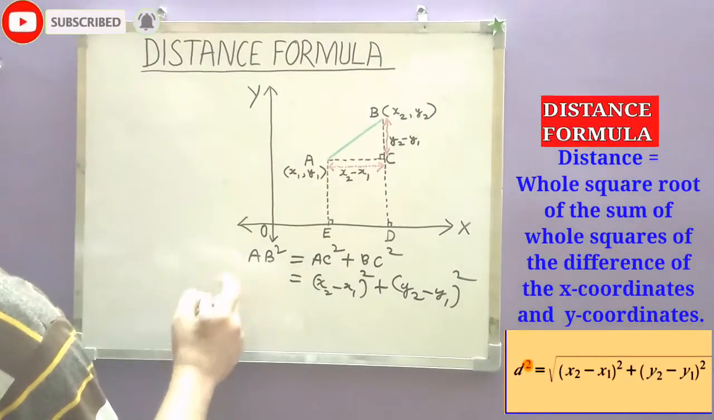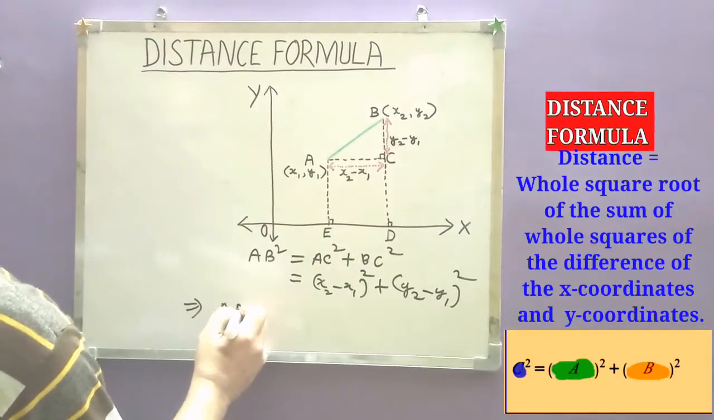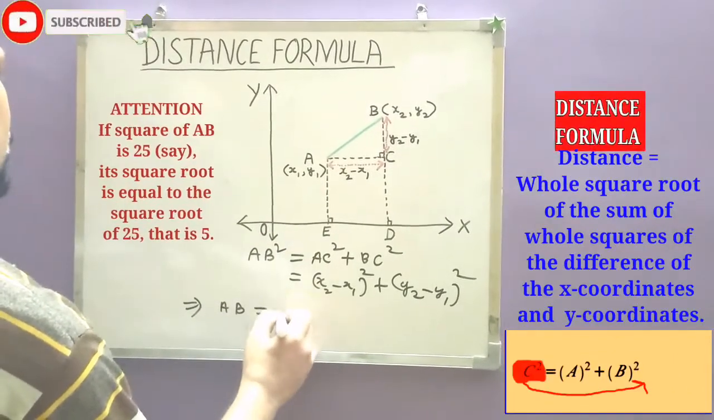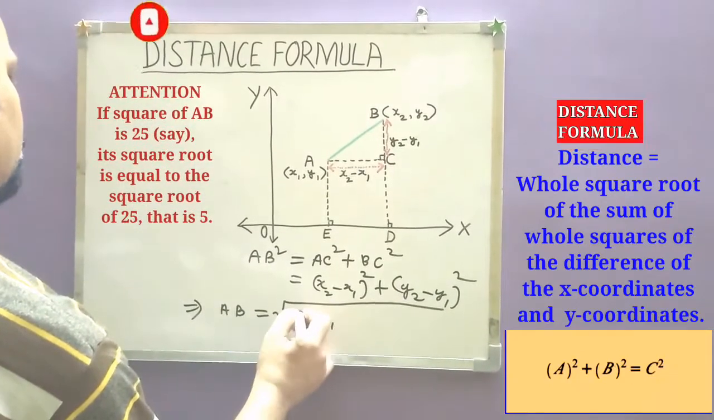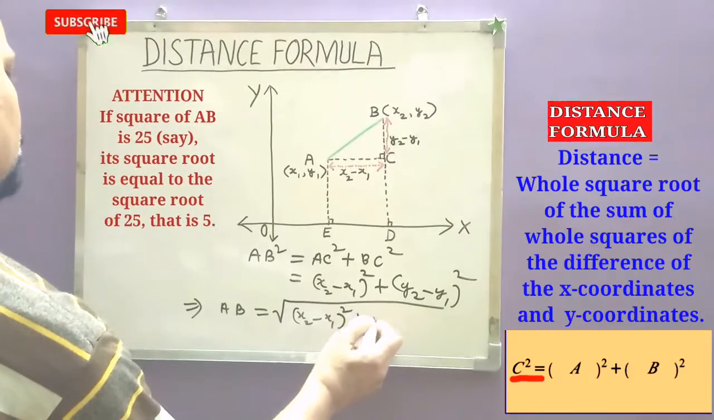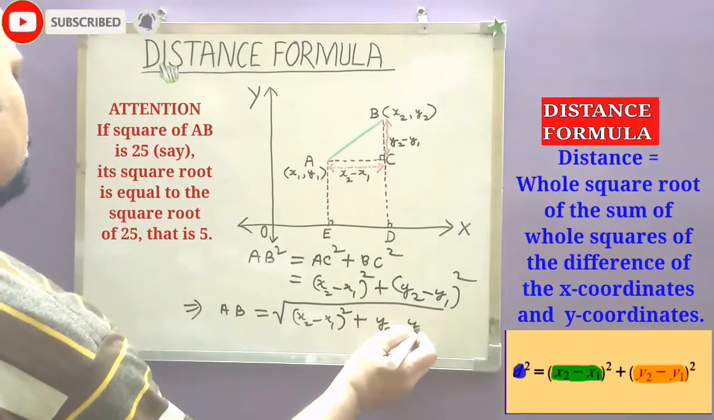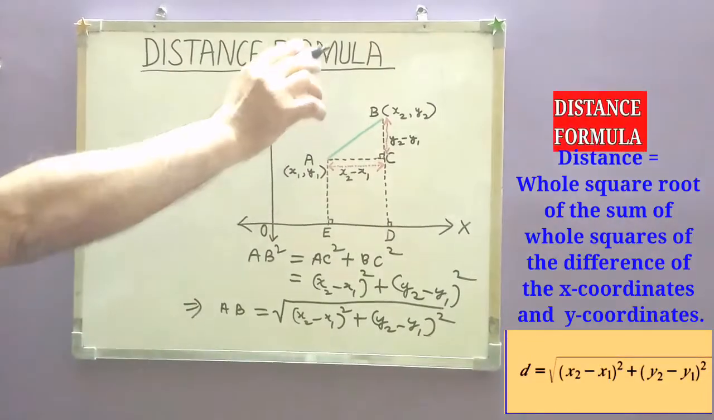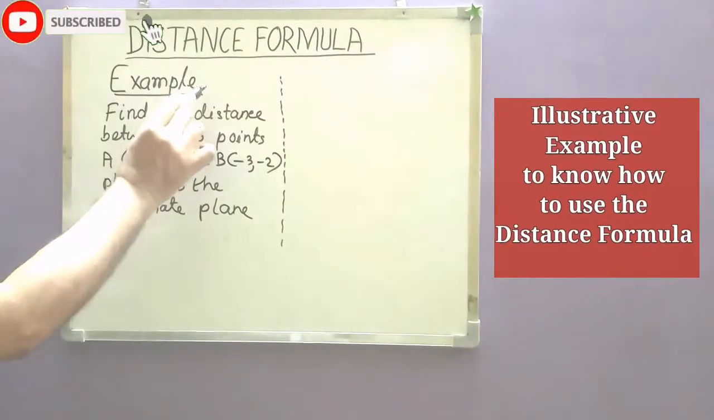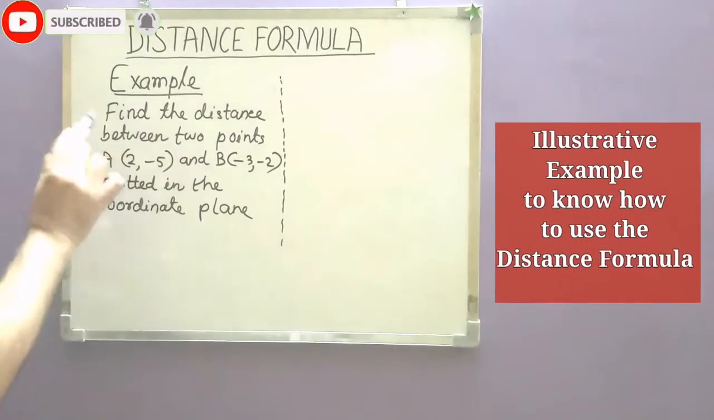This implies that AB equal to whole square root of the sum of whole square of x2 minus x1 and whole square of y2 minus y1. This is the distance formula. Let's consider an example to know how to use this formula.